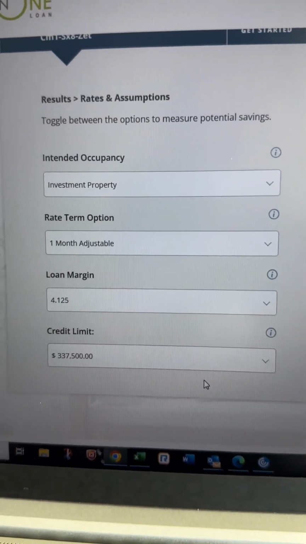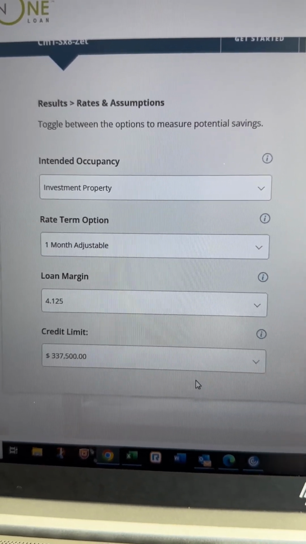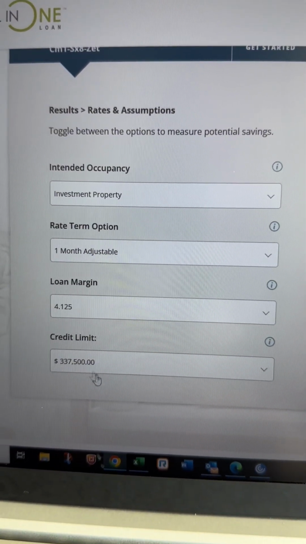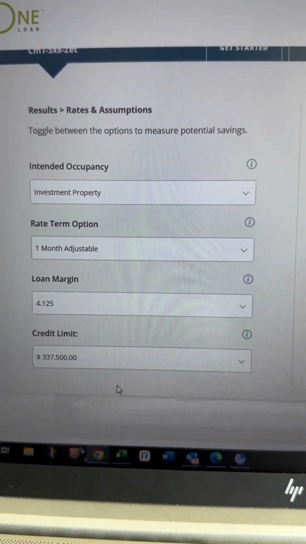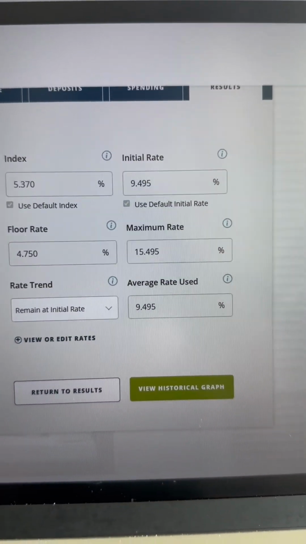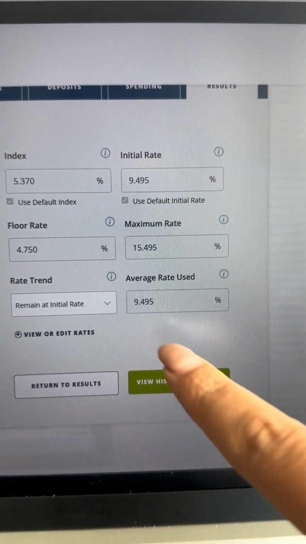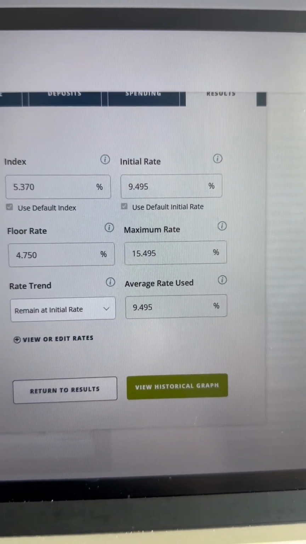So again, if you paid it down, let's just say you inherited some money or something, you still always have this credit limit available to draw on and reuse over and over, like the example that I gave when I bought investment properties, okay? So here's your index, here's your initial rate, and then they're saying what the floor rate is, so it starts at that, and what it can go to is that.